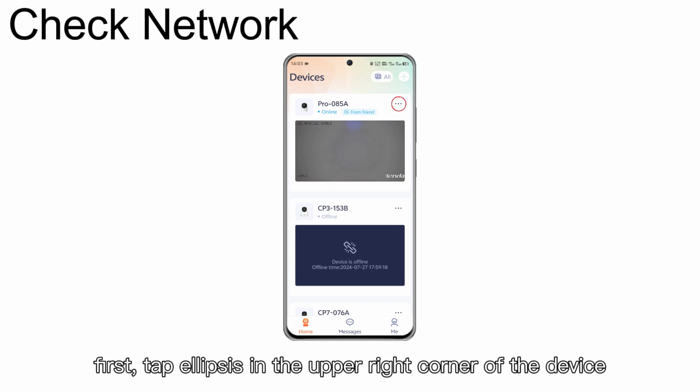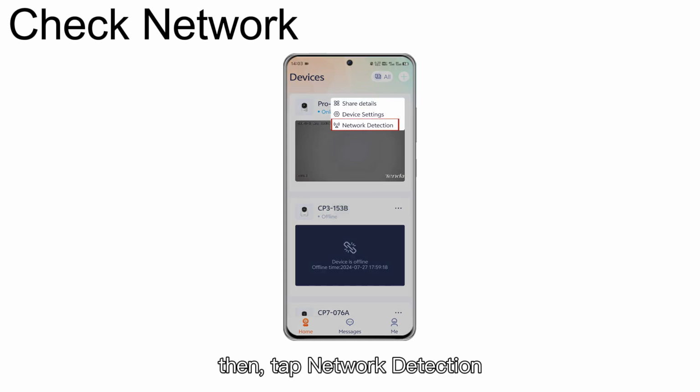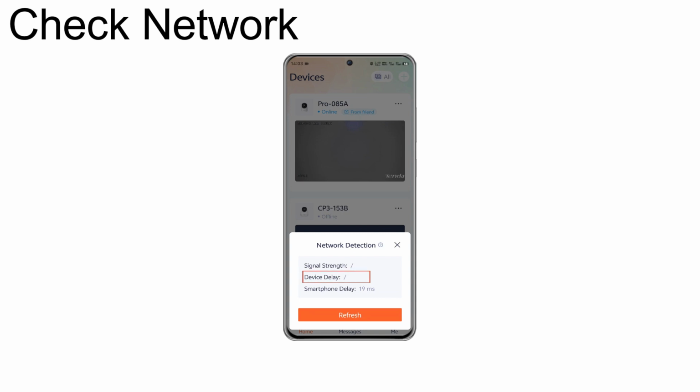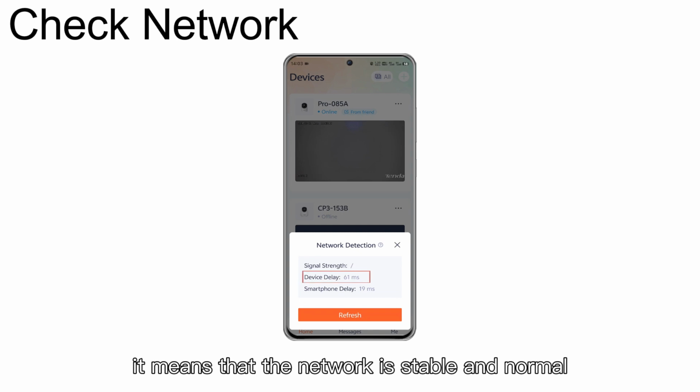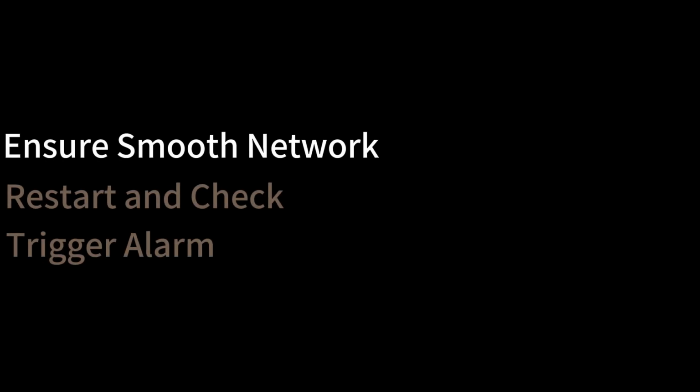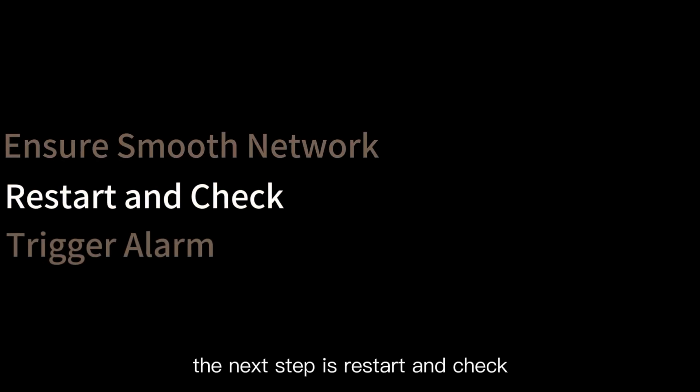First, tap the ellipsis in the upper right corner of the device. Then, tap Network Detection. Finally, please check the device delay value. If this value is less than 700 milliseconds, it means that the network is stable and normal. The next step is restart and check.